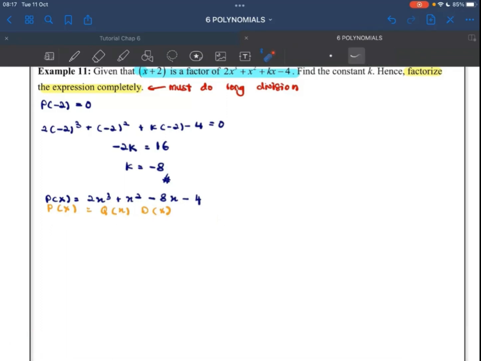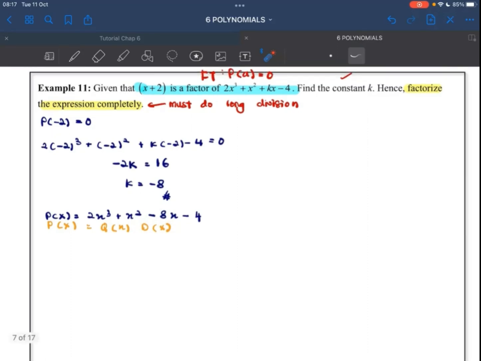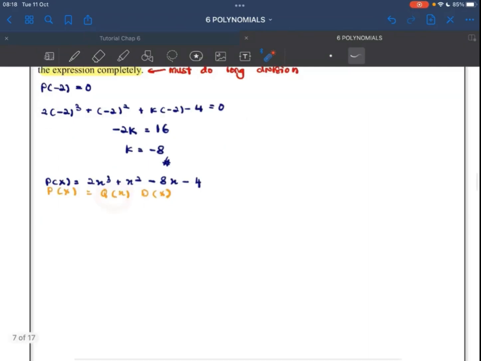Okay, so sekarang dx kita ini ialah divisor. Macam saya cakap tadi, factor boleh jadi divisor, divisor tak boleh jadi factor. Kenapa? Sebab kalau factor, dia punya remainder equals to 0. Bila kita factorize completely, kamu buat long division, supposedly remainder mesti equals to 0. So dx kat sini ialah x plus 2, the first factor kita. So apa yang kita patut buat sekarang ialah long division untuk dapatkan lagi 2 factor ataupun qx kita.